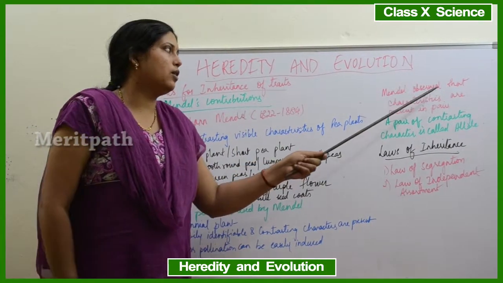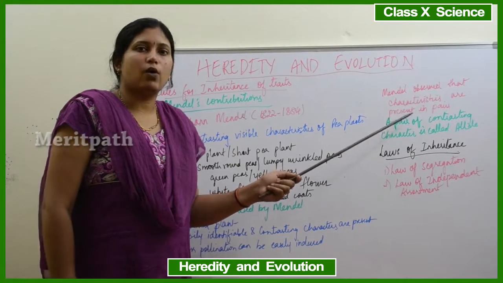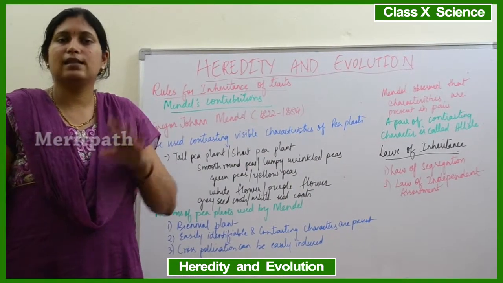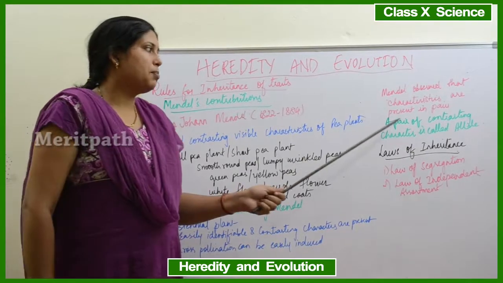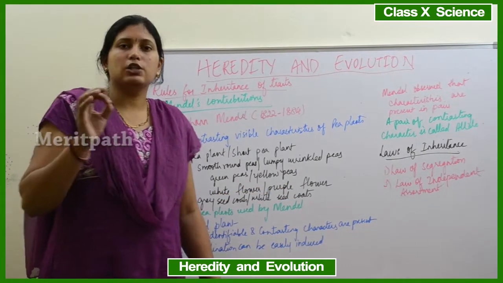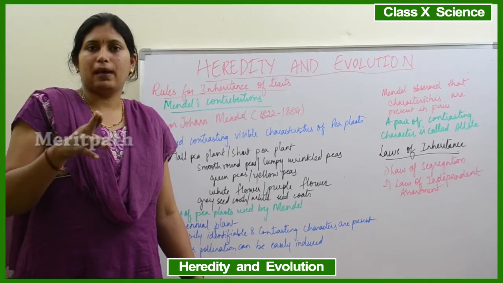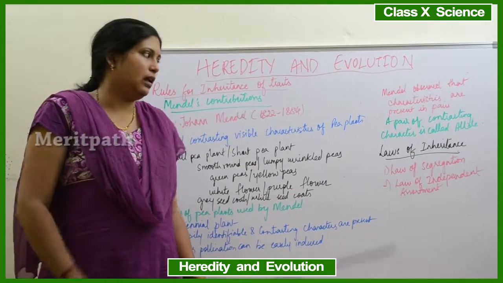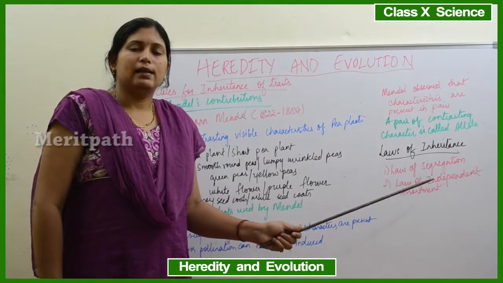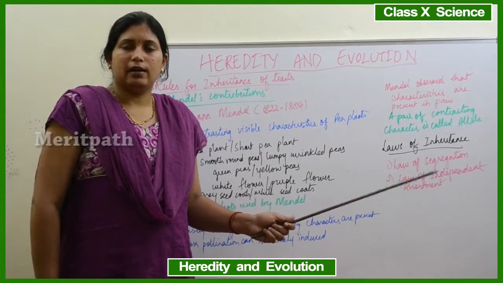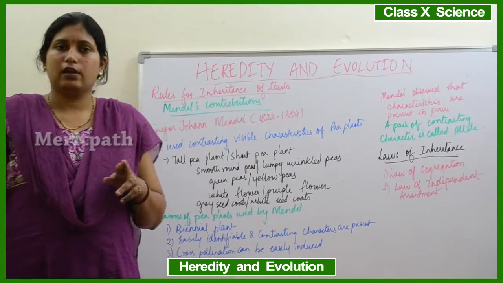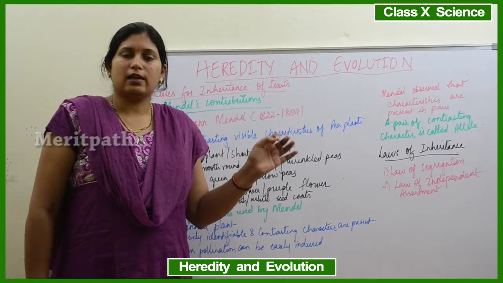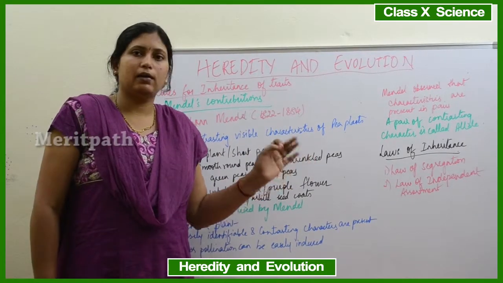So Mendel observed that characteristics are always present in pairs. So this pair of contrasting characters is called an allele. Allele means a pair of characteristics. 2 characteristics make a pair of alleles. So Gregor John Mendel suggested the laws of inheritance. He suggested 2 laws of inheritance. The 2 laws of inheritance are the law of segregation and the law of independent assortment.